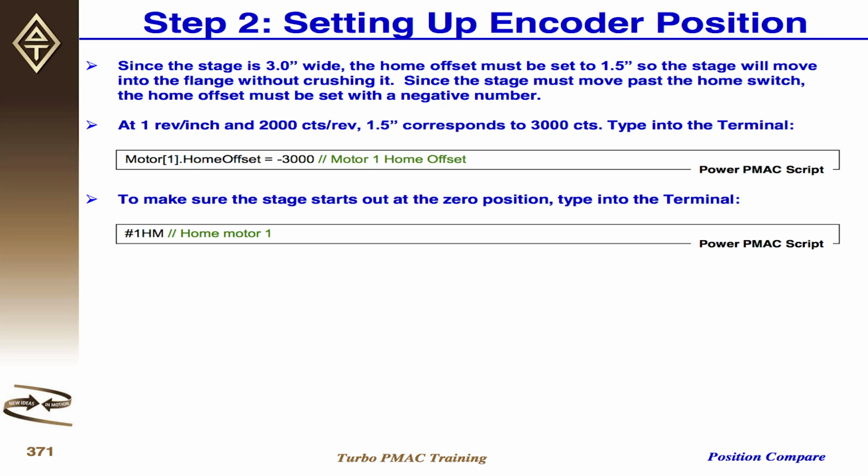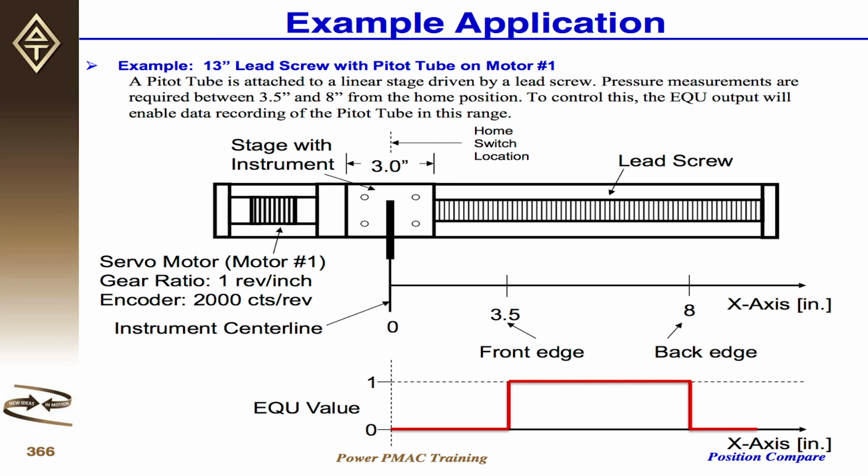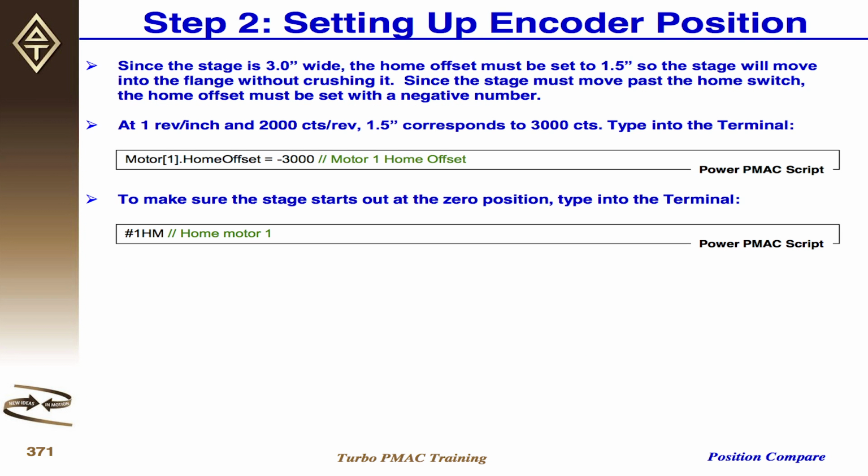Now, if you look back at our system, we have a 3-inch wide platform here. And I'm going to say we're homing to a home switch that's probably going to trigger off one of the edge of the stage, either the first edge or the second edge of the stage itself. So in order for our instrument to be centered on that home switch rather than the edge of the platform, we need to include an offset of 1.5 inches or 3,000 counts. So I'm going to set my motor.home offset equal to -3,000 in this case.